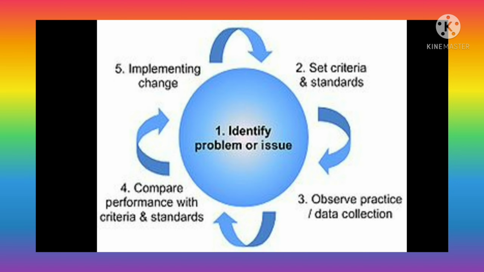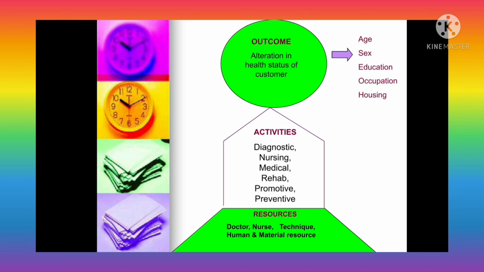That's regarding the audit cycle. So during your exam it's important, this audit cycle. Please learn it. Then the models. So here comes the outcome, that is alteration in health status of the customer. What we are doing, the activities are the diagnostic, nursing, medical, rehab, promotive and preventive. The resources are the doctors, nurses, technicians and human and material resources. Outcome mainly based on age, sex, education and occupation.